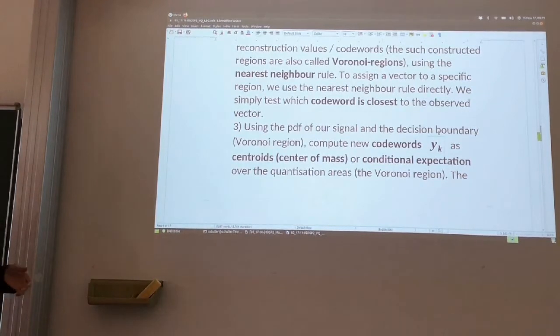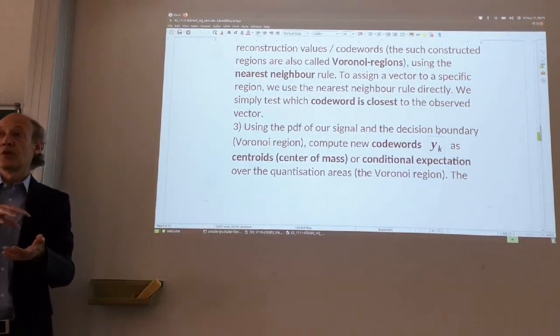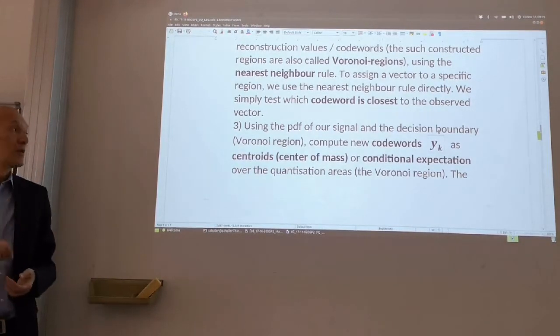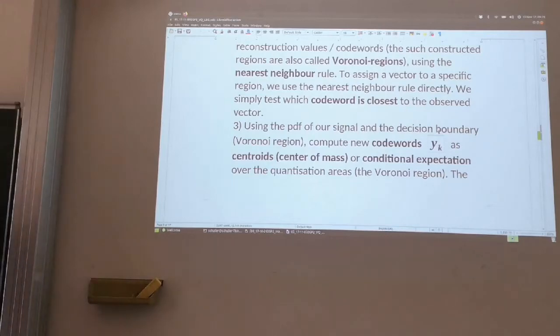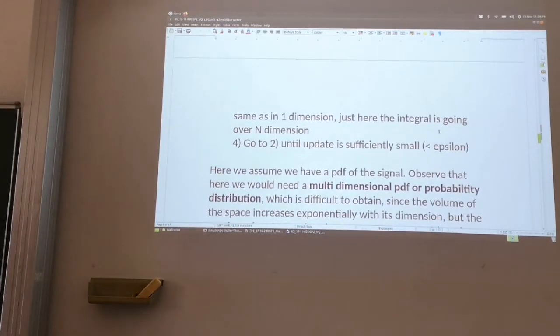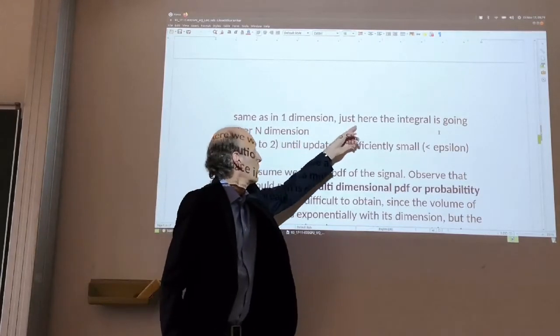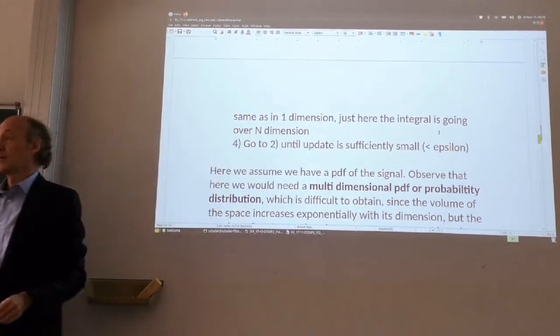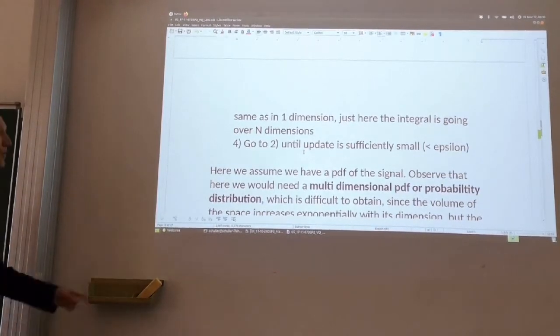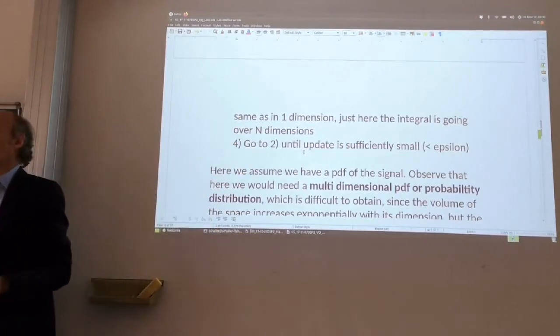Each Voronoi region has a certain amount of signal vectors falling into it, and then we can compute the new centroids. The new centroids are the new reconstruction areas, or the new code words. This is the same as in the one-dimensional case, just here the integral is going over n dimensions. And then we repeat this until the update is sufficiently small. And this is then the LBG.